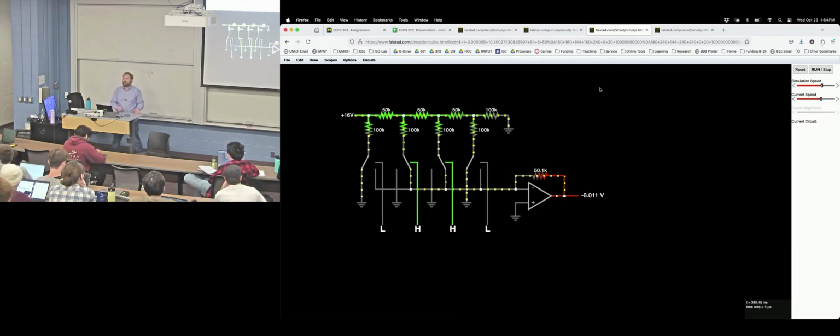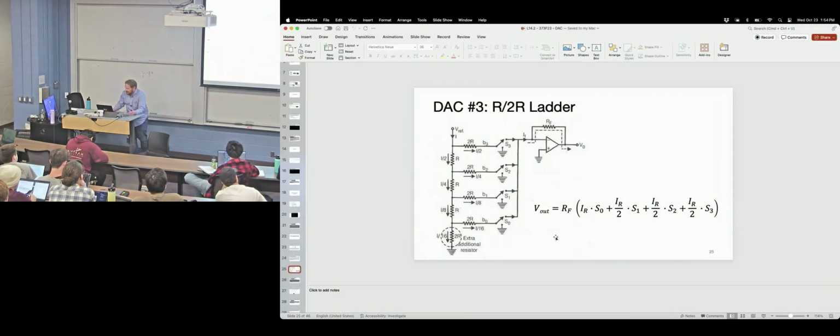Yeah. How did we get the formula for the R2R ladder? What's that? How did we get the Vout formula for the R2R ladder? How do you get this formula? Yeah. You go back to 215.